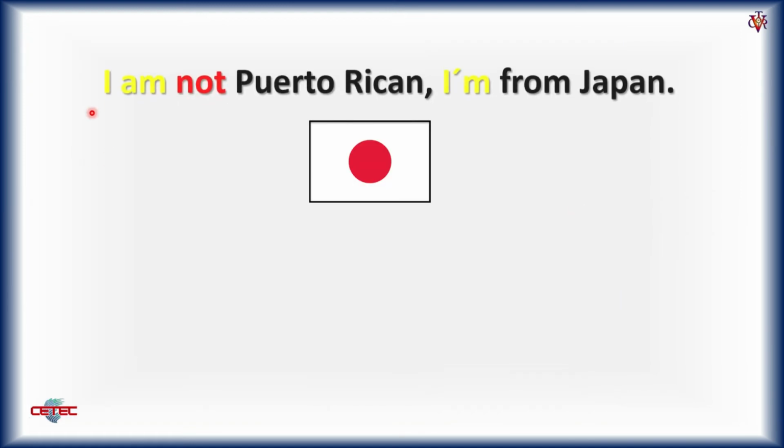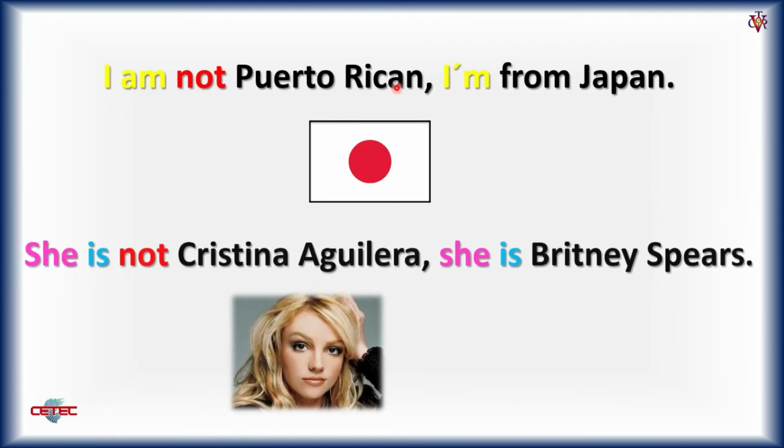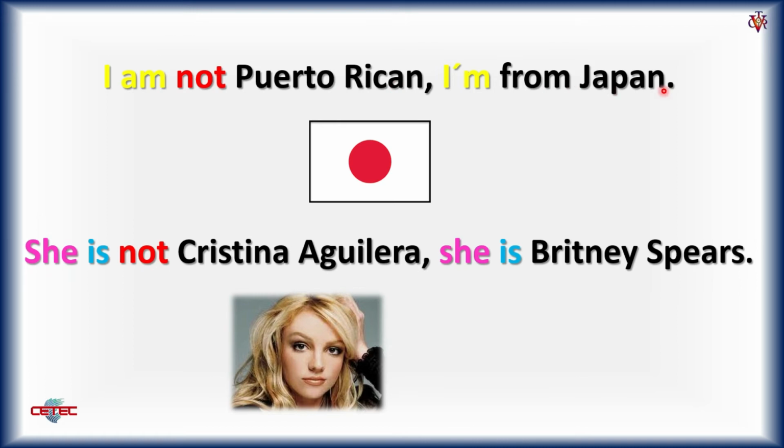And in this negative sentence, they have to be clear that is not. For example, I am not Puerto Rican. I am from Japan. So probably this person is not from Puerto Rico. He is or she is from Japan. She is not Christina Aguilera. This person is not Christina Aguilera. She is Britney Spears. Let's see the structure.